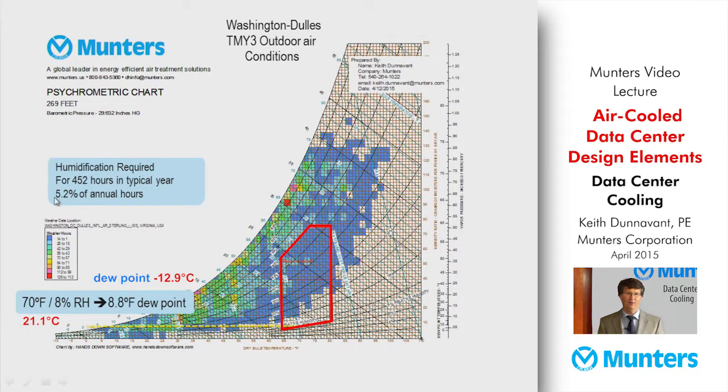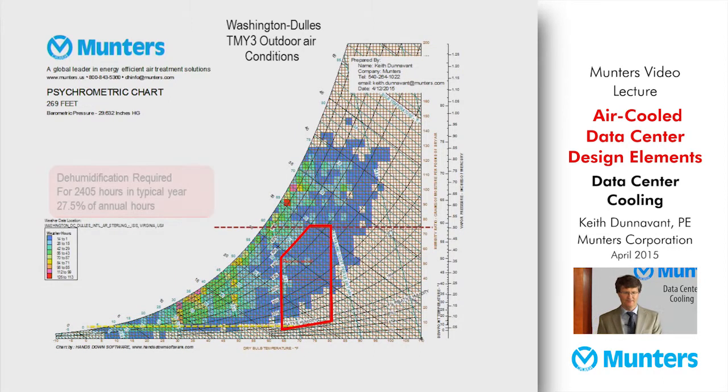So almost 5% of annual hours where the air outside is too dry, and you will need to add moisture to the data hall to maintain the proper humidity above that 8% minimum. There still is going to be quite a bit of humidification required. Again, this is just for Dulles. It will vary depending on the particular city that you happen to be building your data center in.